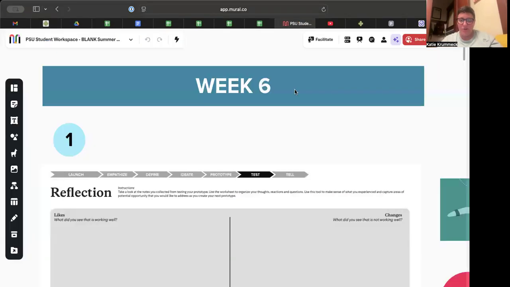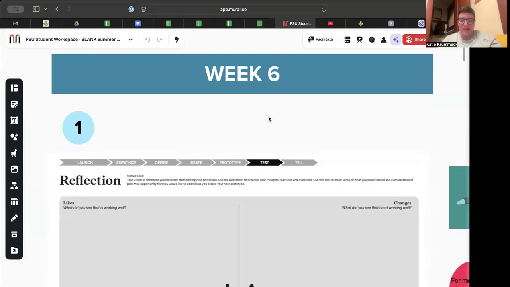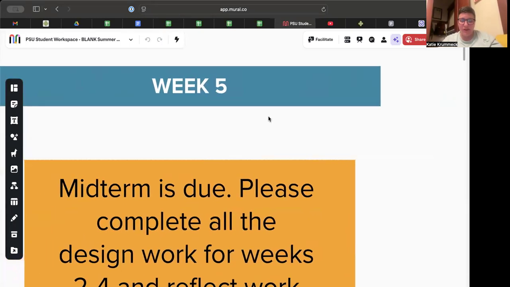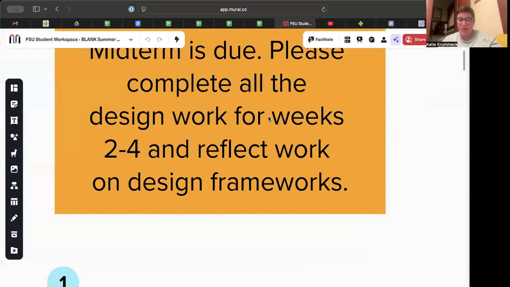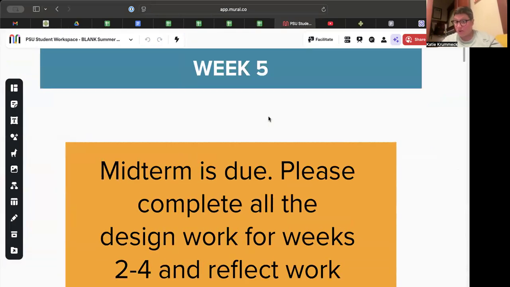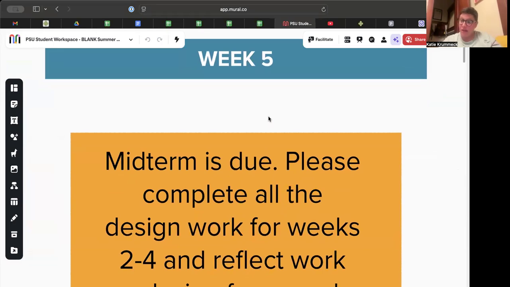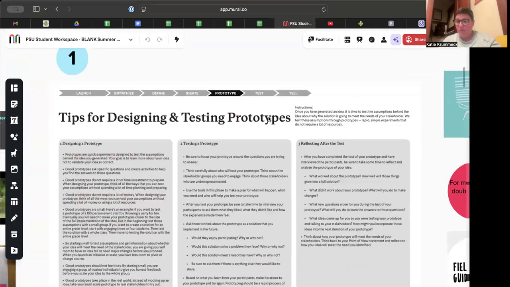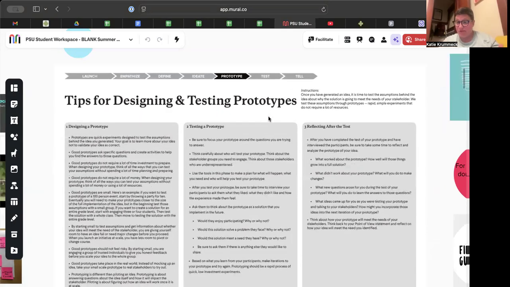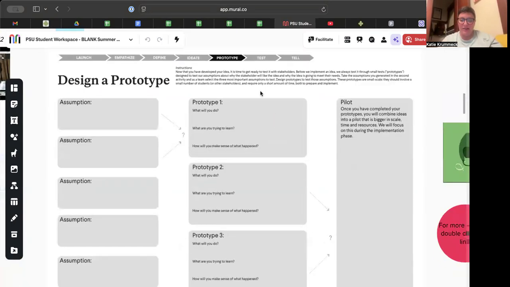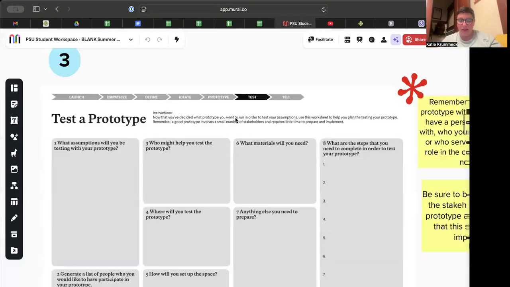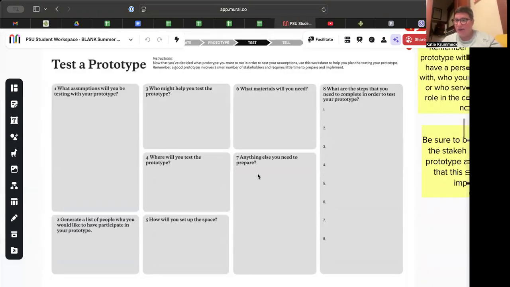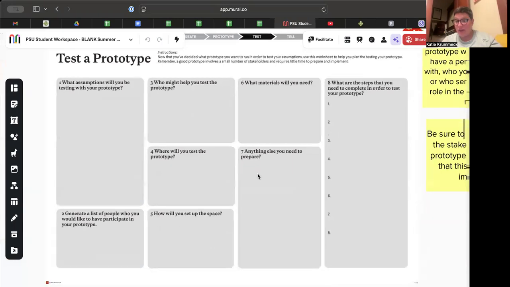So I'm going to jump to the mural. Week 6. As a review, in week 5 you finished up your midterm. You should have feedback shortly from me on your design work thus far. And then you had some work around creating your prototype to test the idea that you've developed, designing what that prototype would look like, and sketching out the details of that prototype.